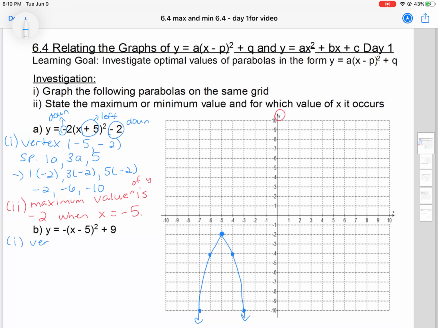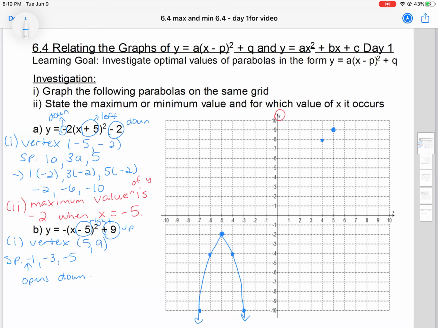We've got to make the graph, so we need the vertex. So here now this is to the right, so 5, and then up, so +5 and +9. And the step pattern this time is -1, -3, -5. So down again.